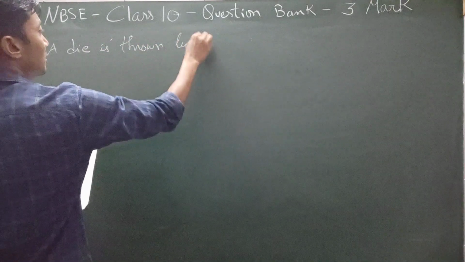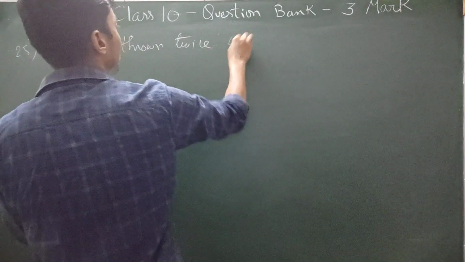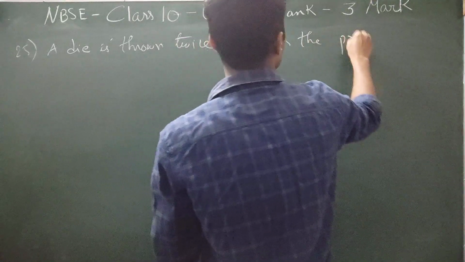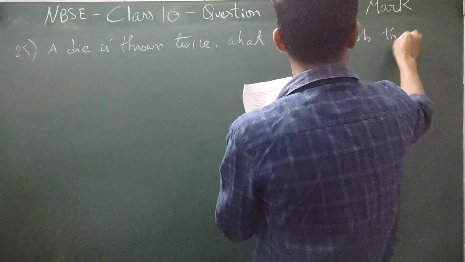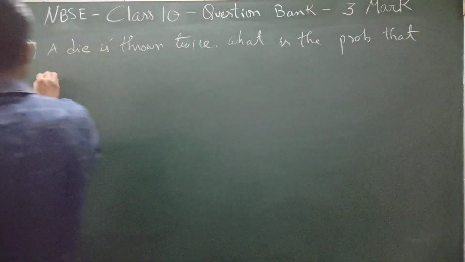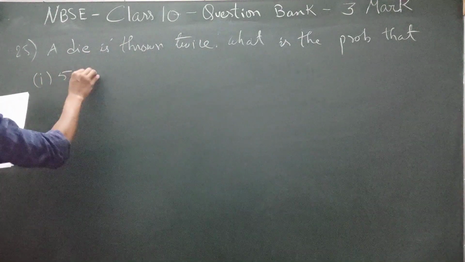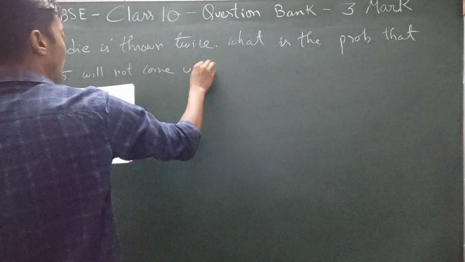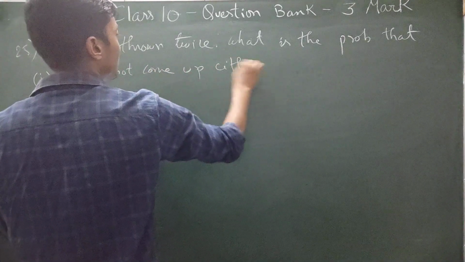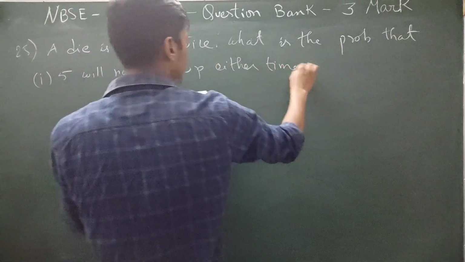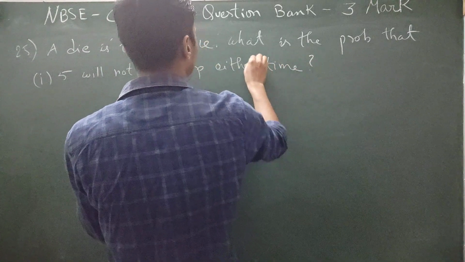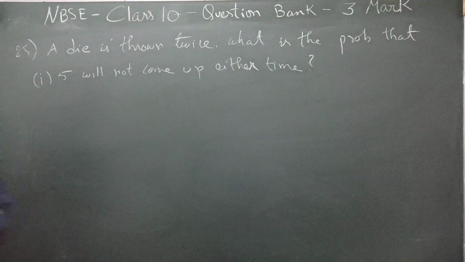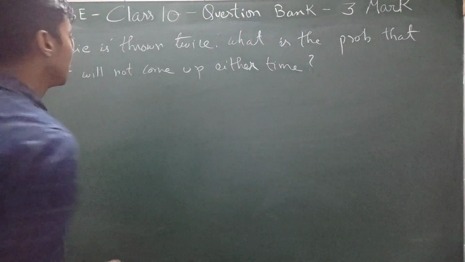A die is thrown twice. What is the probability that number 5 will not come up either time? That means not even once. That means 5 will not come up even once also. This is the first one. Second one, again, like the previous question, we will do along.